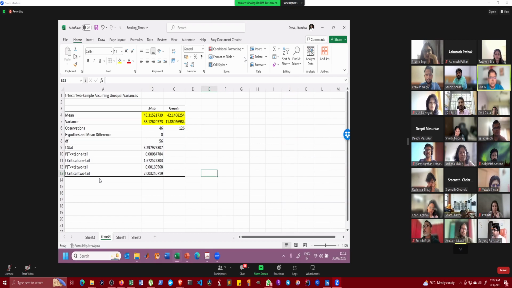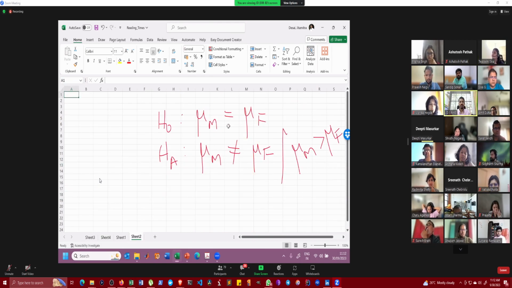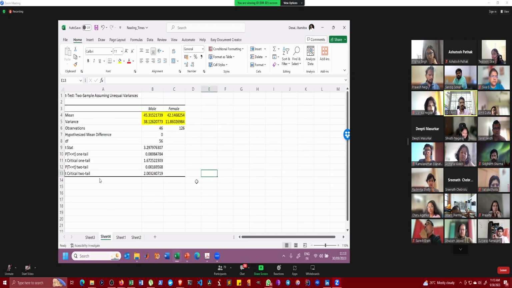What have we taken for hypothesized mean difference while calculating? 0, right? Because I'm saying mu male is equal to mu female, which means the difference between males and females is equal to 0. What is my hypothesis test? My test is mu m is equal to mu f, which means that the difference mu m minus mu f must be equal to 0. Right?